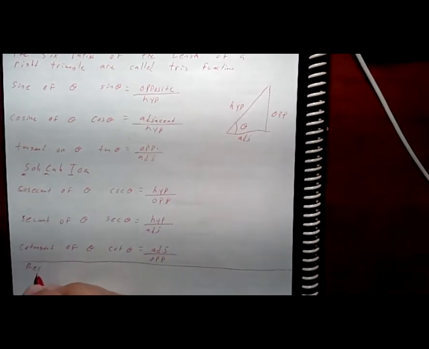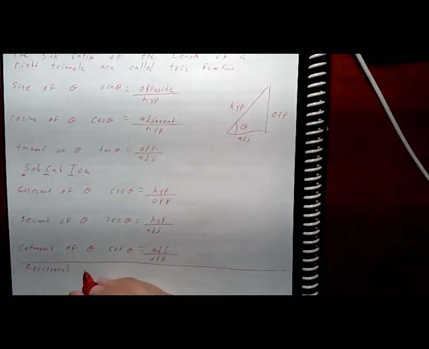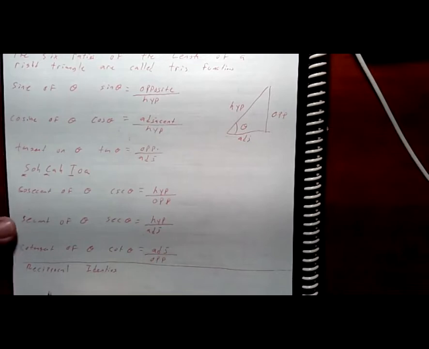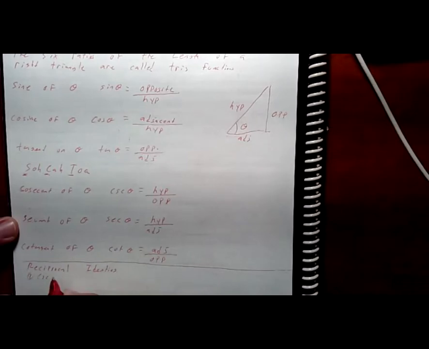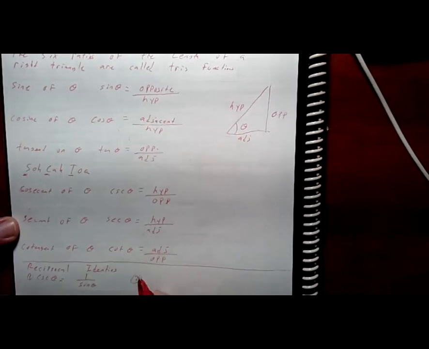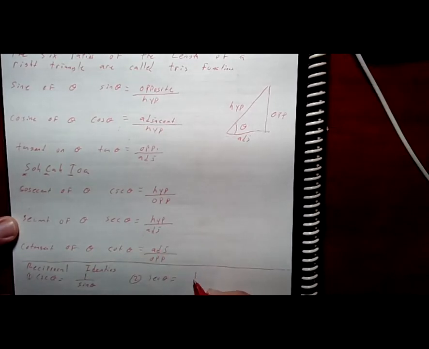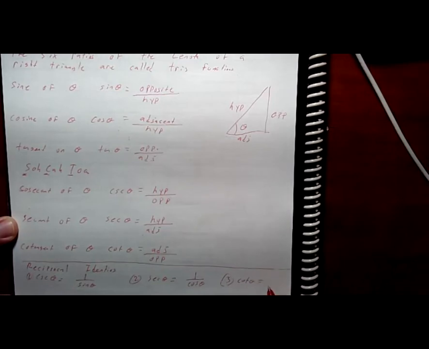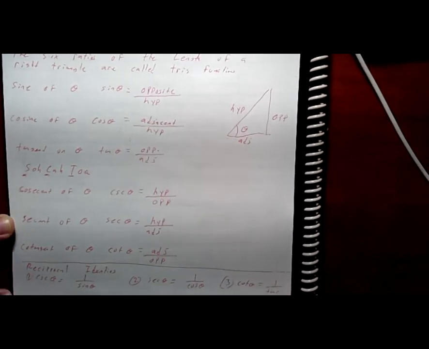All right, reciprocal properties. I'm gonna give you all the formulas before we start. Reciprocal identities. So first one, number one, cosecant theta is equal to 1 over sine theta. Number two, secant theta is equal to 1 over cosine theta. Number three, cotangent theta is equal to 1 over tan. That's why these are the reciprocals.